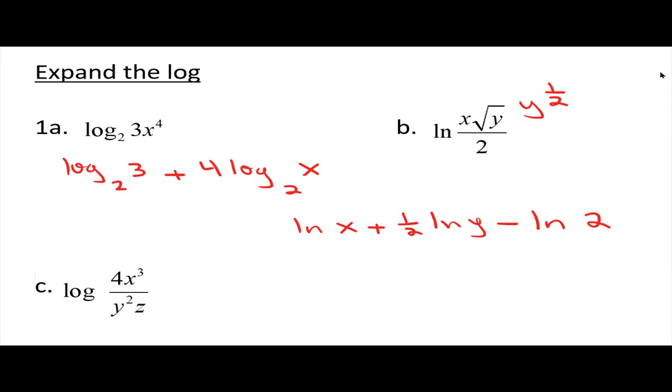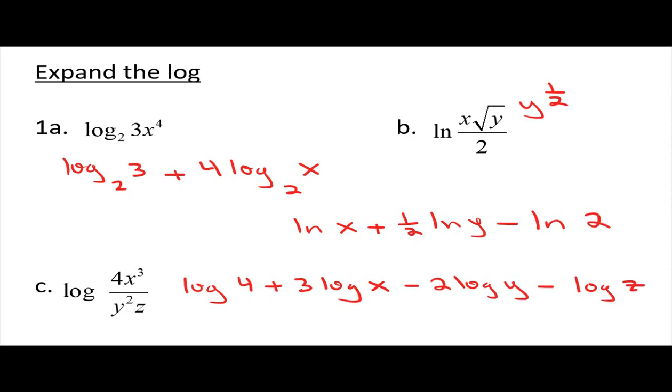Okay, this one over here. Now remember, if you don't see a base written by the log, there's an imaginary 10 here. So anytime you don't see another number here, you know that there's an imaginary 10 there. So you don't need to write the 10, but you can if you want to. So if we expand this, this is going to be log 4 plus 3 log x minus 2 times log y minus log z.